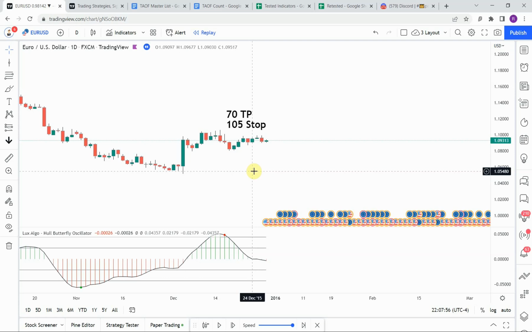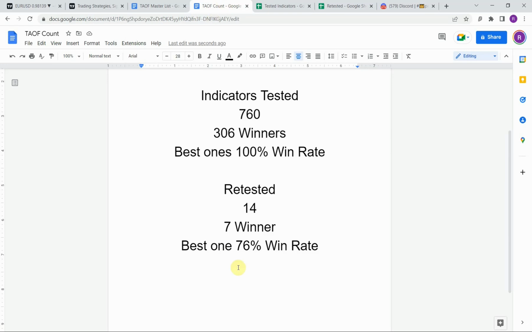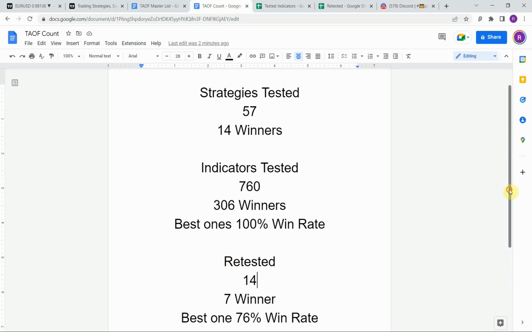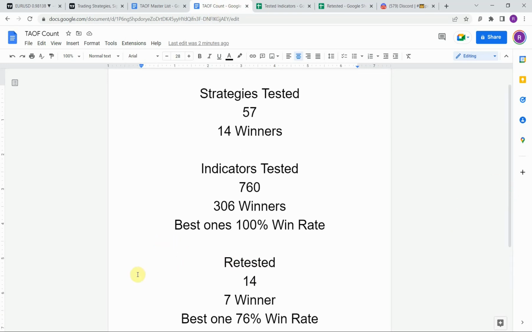Alright, as I said, today we will be testing the whole butterfly oscillator. Before we do though, I wanted to put the testing scoreboard up for everyone to see. So to date, we have tested a total of 57 different strategies, with 14 of them being profitable. We've also tested a total of 760 indicators, with 306 of them being winners. The best ones so far were able to achieve a 100% win rate. Now you need to go back and watch those videos to understand the context of how they were able to achieve that. So go back and watch those videos and see what you can get out of those winning indicators.